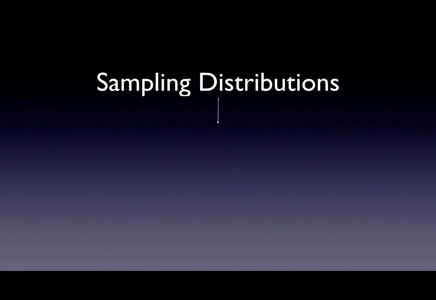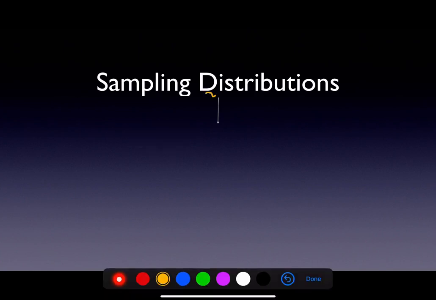Hey, Math 43, welcome to the Chapter 7 Summary Keynote. And here we're looking at sampling distributions. And when you hear this word, distribution, we're talking about graphs.